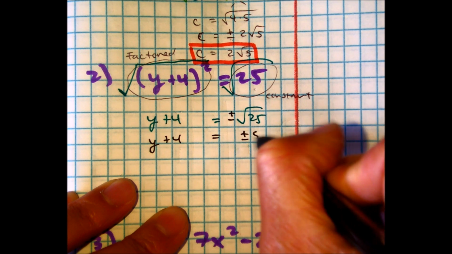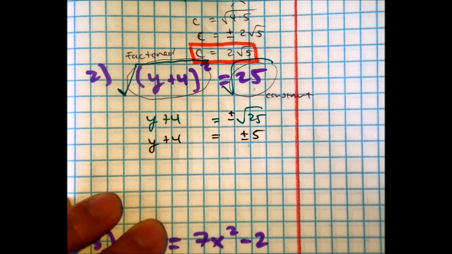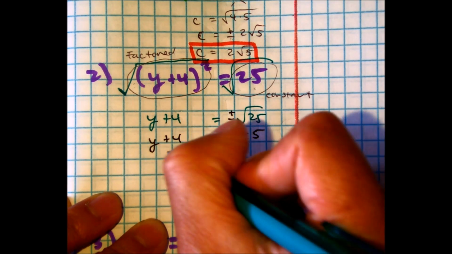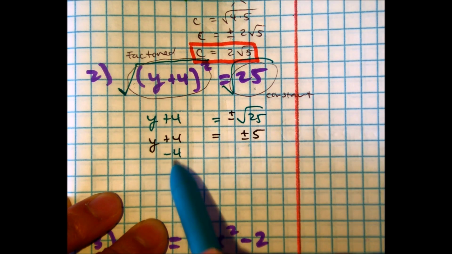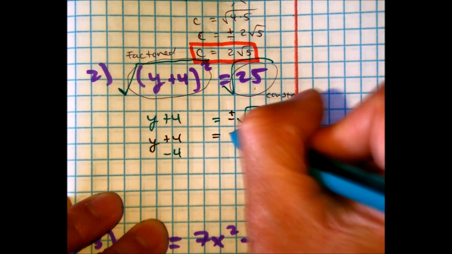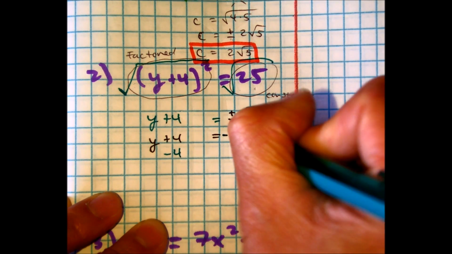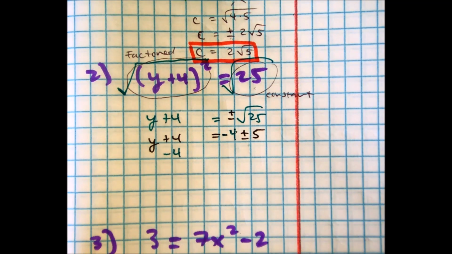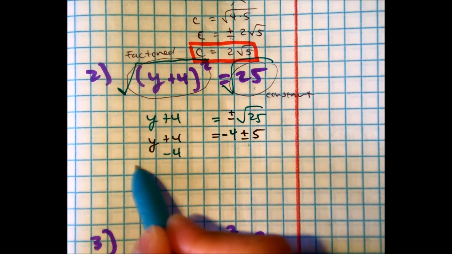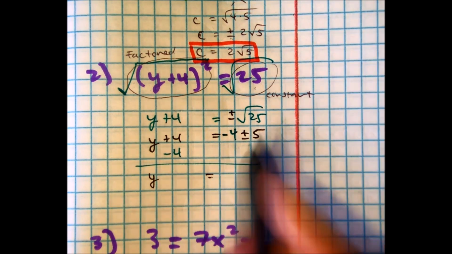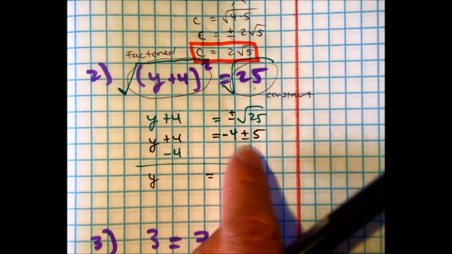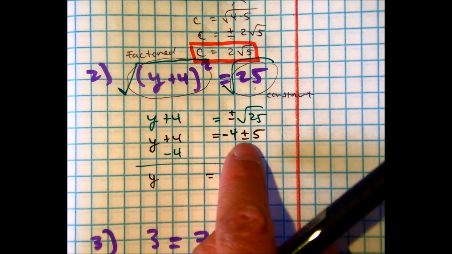Plus or minus 5? How do I get rid of the 4? Okay, pay attention. This minus 4, I'm going to put in front of the plus or minus. This reads y equals, watch how this is two solutions. You can use your finger, that's what I'm going to use.